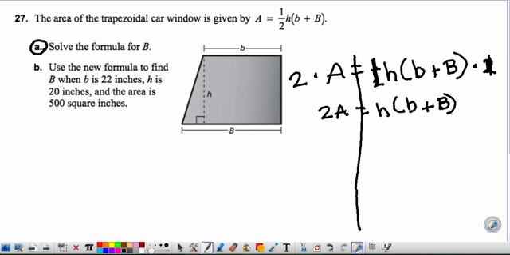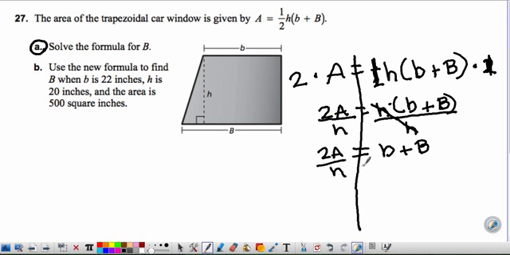Everybody's okay with what just happened? Now remember, I'm trying to get this B by itself. So I need to get rid of this b and I need to get rid of this h. Let's get rid of the h first. This h is being multiplied. What's the inverse of multiplying by h? Divide. So let's divide both of these sides by h. h divided by h is 1, and so that's 1 times (B plus b), which is just B plus b. I don't know what to do with all of this. There's no numbers to plug in. I can't combine them because they're not like terms, so I just bring it down.